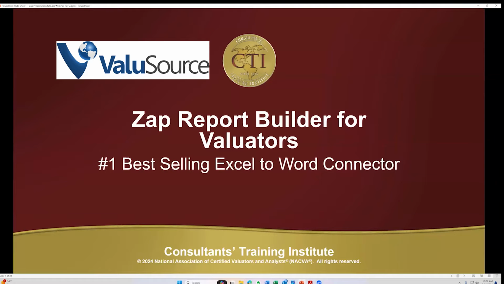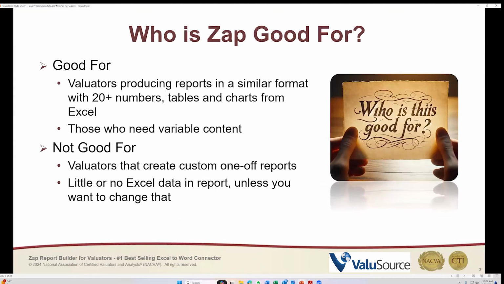Okay, thank you, Mark. Well, let's get started here. Zap is an interesting product, and I'll get more into the details. But what is Zap good for? We're talking about automating valuation reports. It's really for evaluators that are producing reports in a similar format. Many of you probably are. In other words, if you look at your last 10 reports, there's probably a lot of similarities. You don't start with a blank page. You go file open in Word and find a report that was the most similar to the one you're working on, and you sort of start with that one.